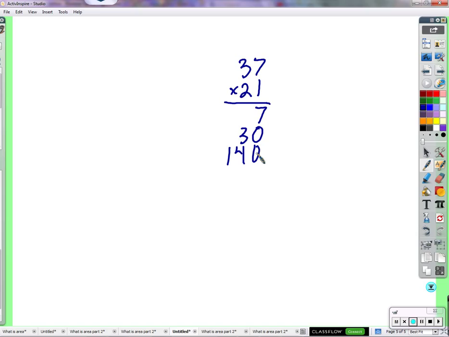Tens by tens, right? Tens times tens. This is really 20 groups of 30. 20 groups of 30. No, 60. 60 tens or 600. We have 777.